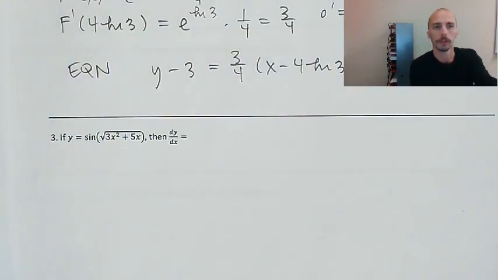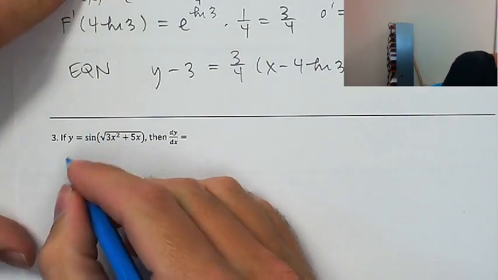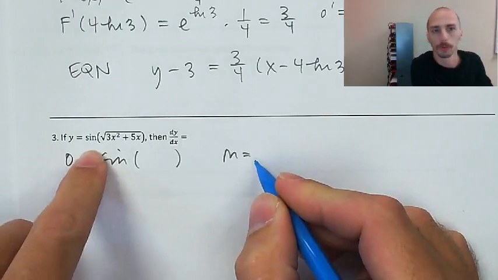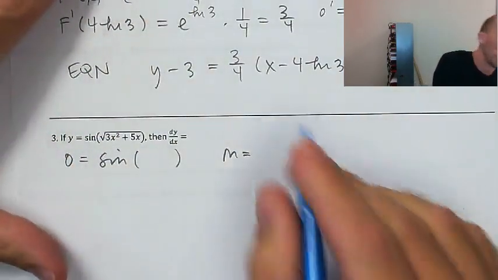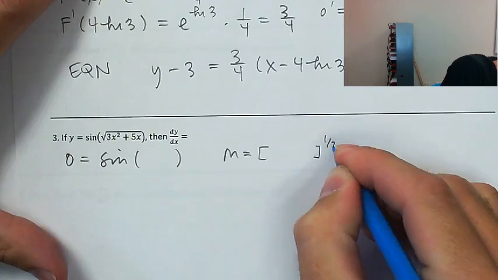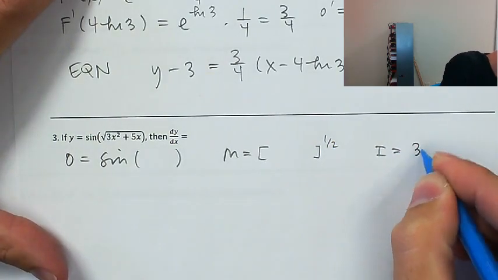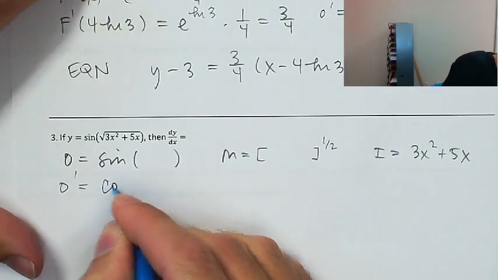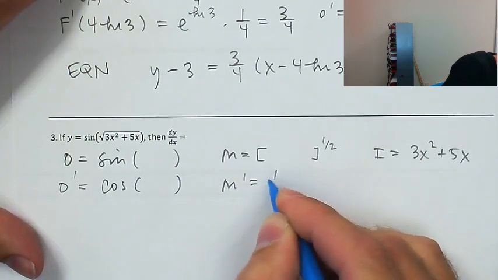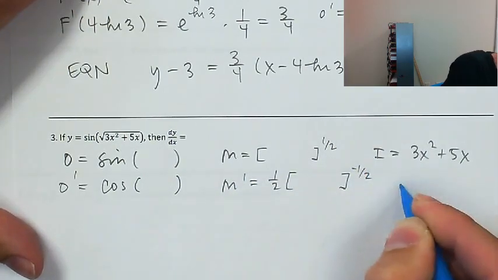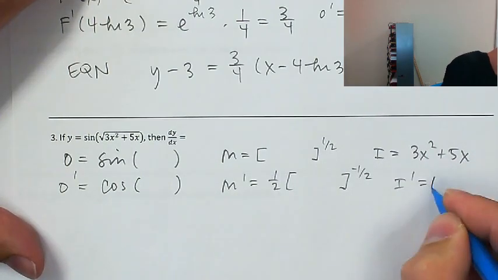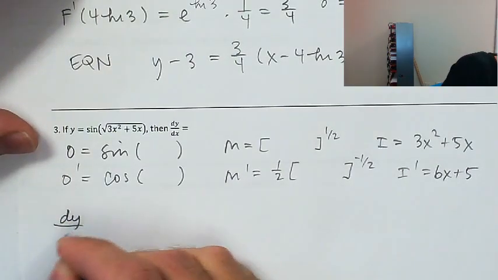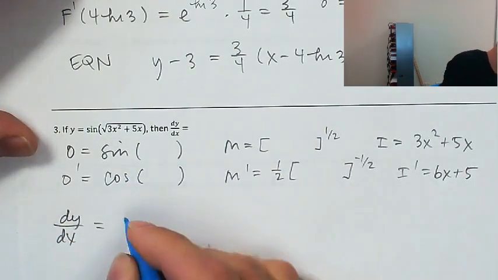Here, this one's got 3 layers, so I'm going to do outside, middle, and inside. Okay, the middle is the square root, but I don't like square roots. I'm going to write it as something to the half power. And the inside is going to be 3x squared plus 5x. You can take the derivative of all 3 of these things. Inside prime is going to be 6x plus 5. Right. That means that dy dx is going to be the product of all three of these derivatives.